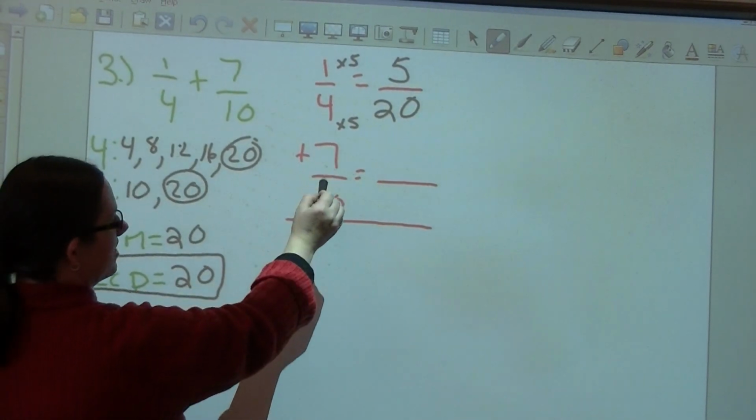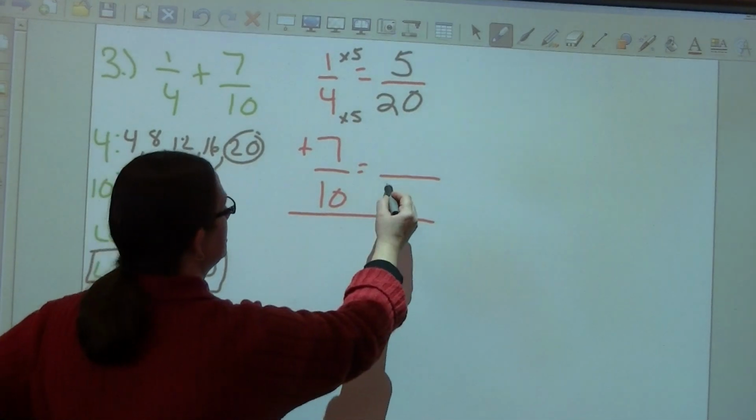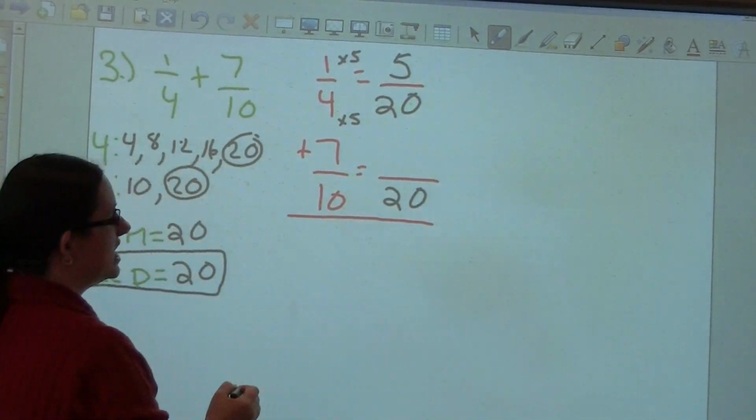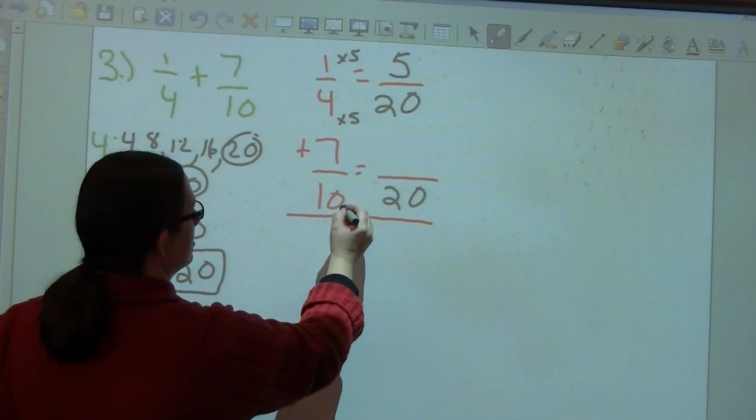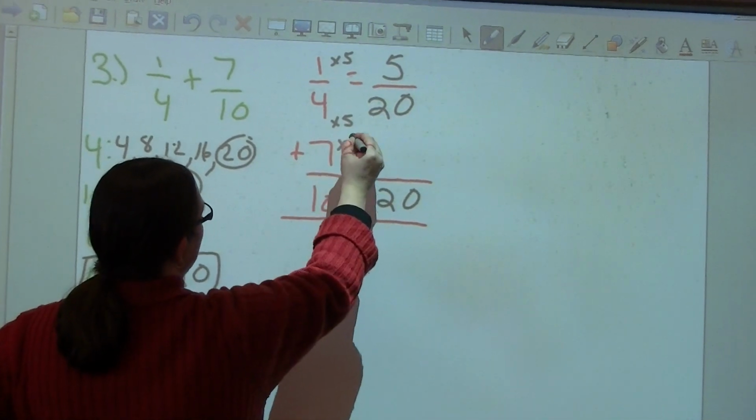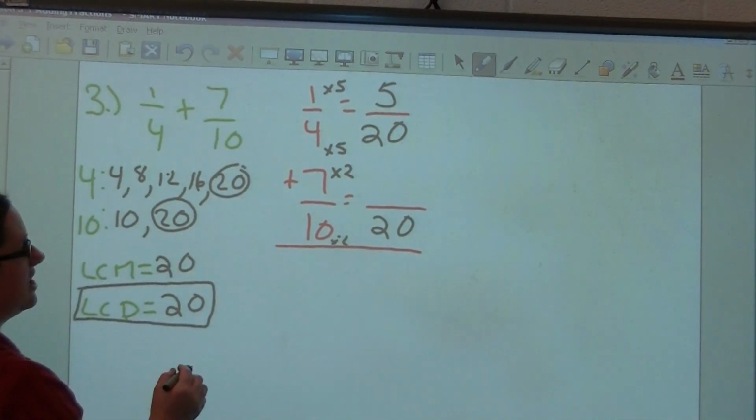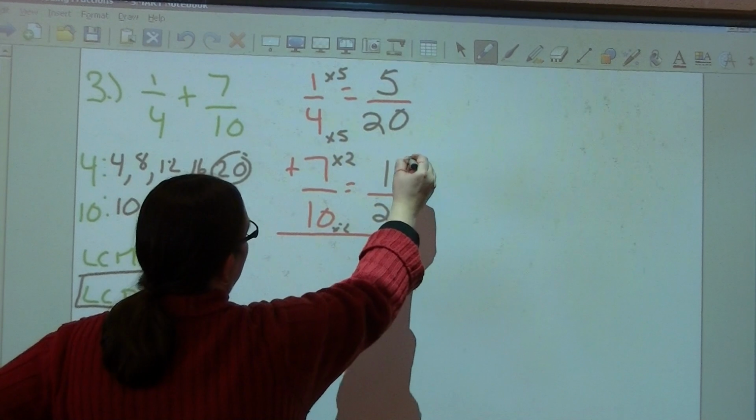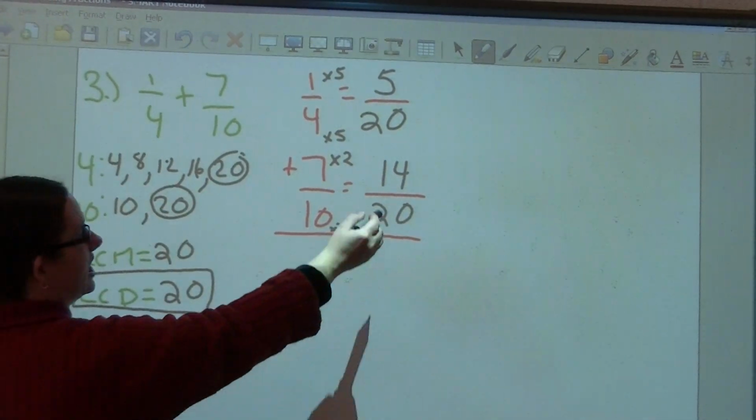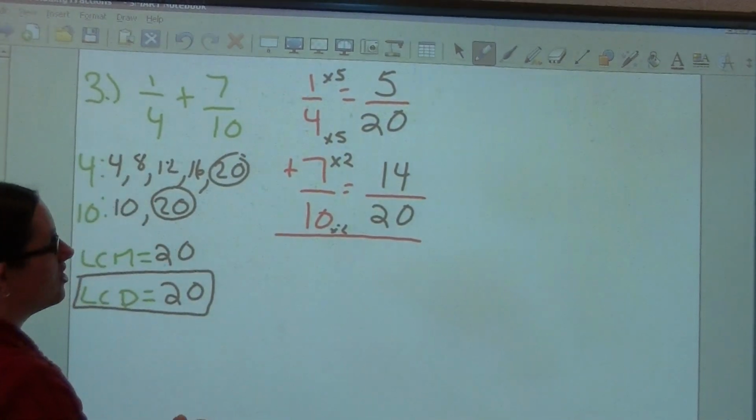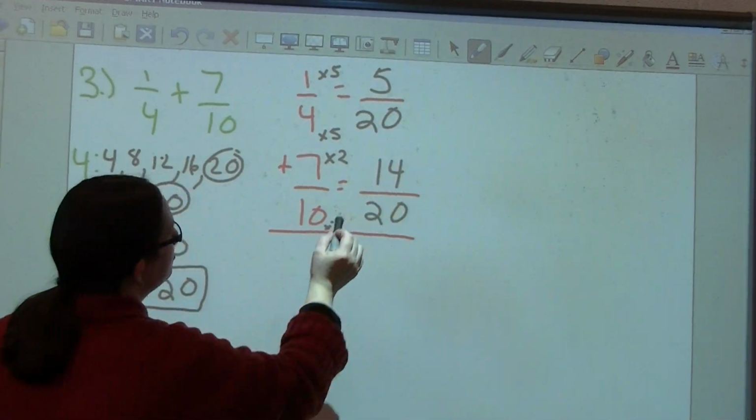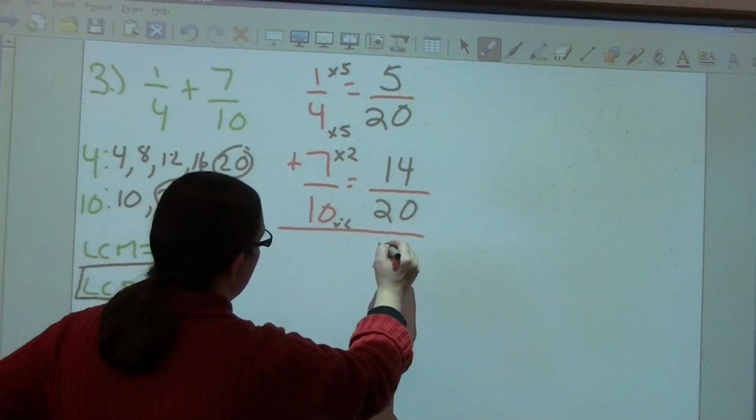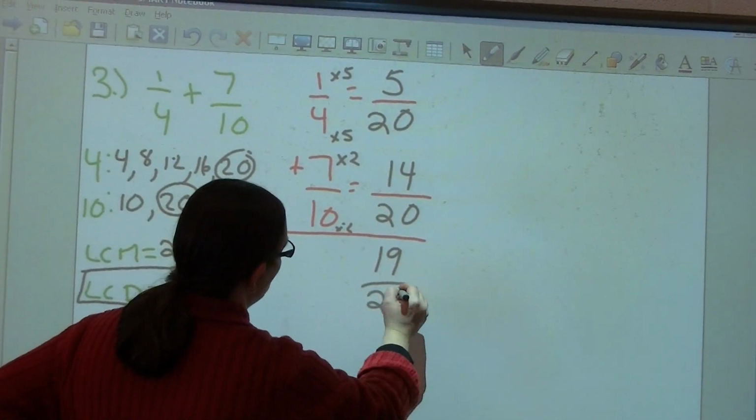Now I need to change 7/10 to an equivalent fraction using the denominator of 20. 10 times what gives us 20? Good. Times 2. So we do the same on the top. Times 2. What's 7 times 2? 14. Okay. Now since we have the common denominator, now we can add our numerators. And 5 plus 14 gives me 19 over 20.